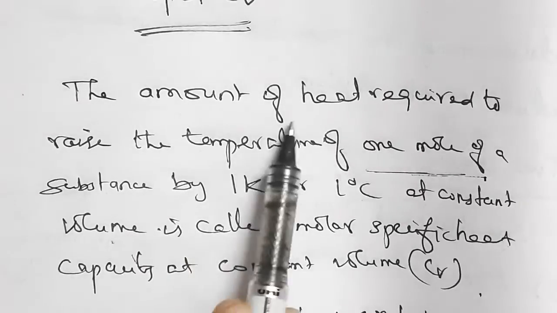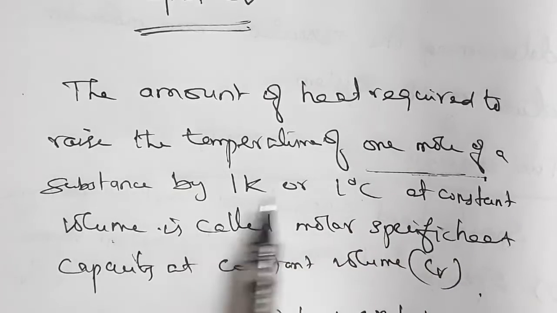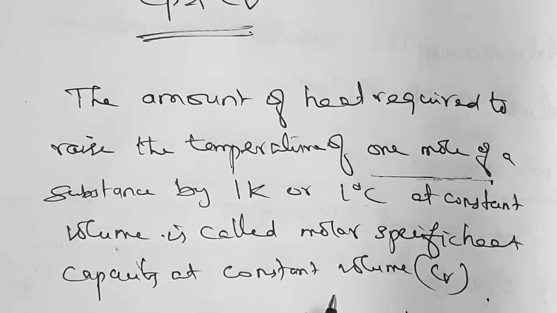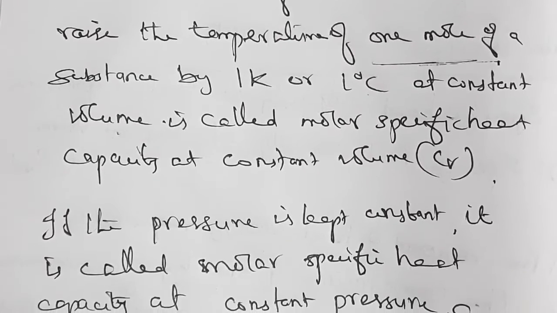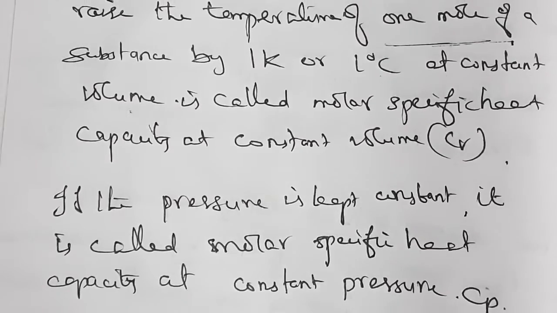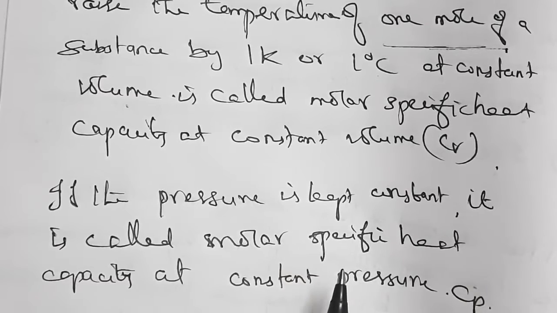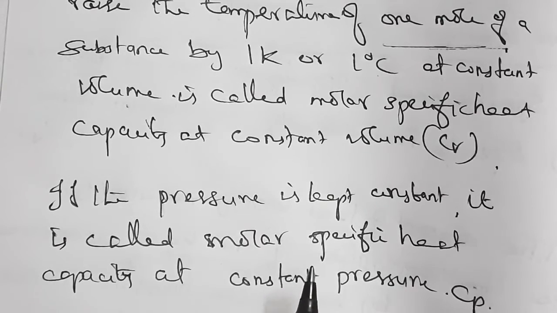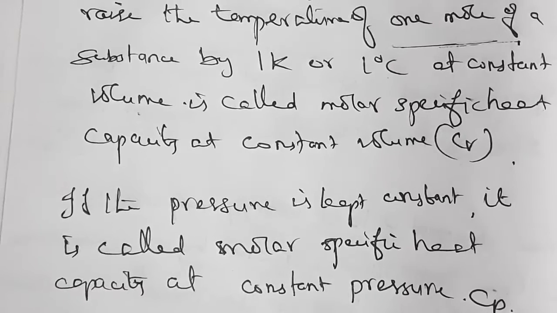Similarly, what is molar specific heat capacity at constant pressure, Cp? Same, if the pressure is kept constant. That means the amount of heat energy required to raise the temperature of 1 mole of a substance by 1 Kelvin or 1 degree Celsius at constant pressure is called molar specific heat capacity at constant pressure, Cp.